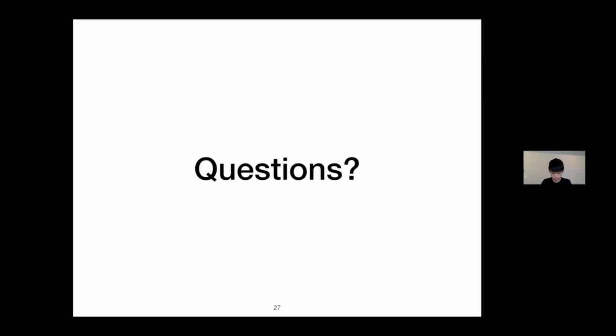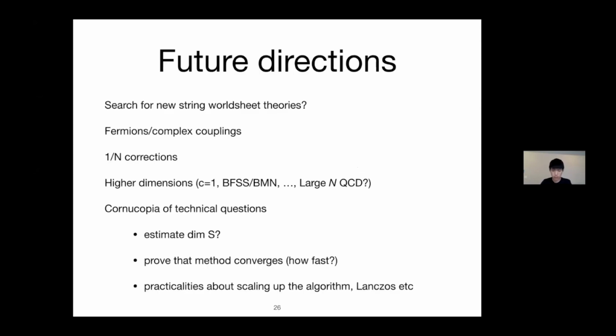I have one quick question. So if we go away from the infinite N limit, how does the search space become bigger if we take into account the finite N corrections?